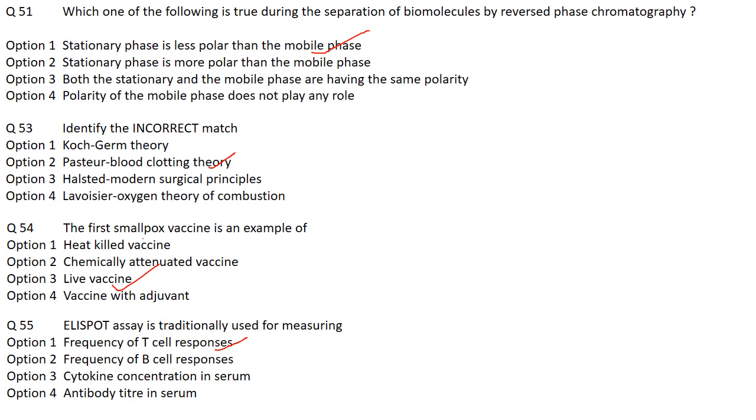Answer is option 3. ELISpot assay is traditionally used for measuring. The ELISpot assay is a measure of the frequency of cytokine secreting cells at the single cell level. So it should be cytokine secreting cells, so frequency of T cell response. Yes, that is correct. ELISpot assay is used traditionally for measuring frequency of T cell responses.